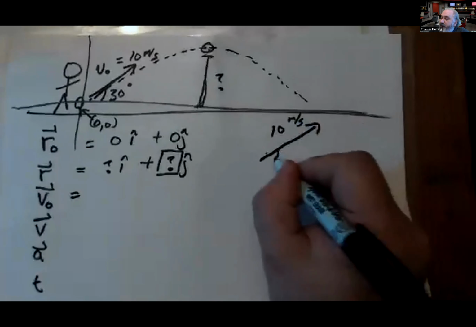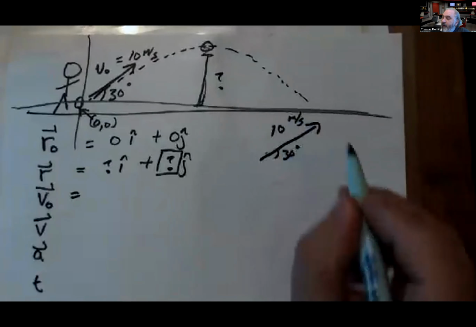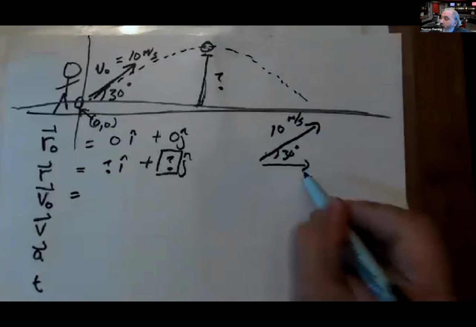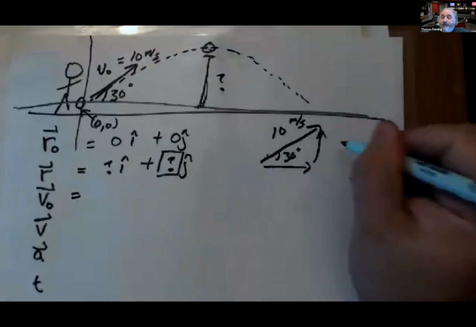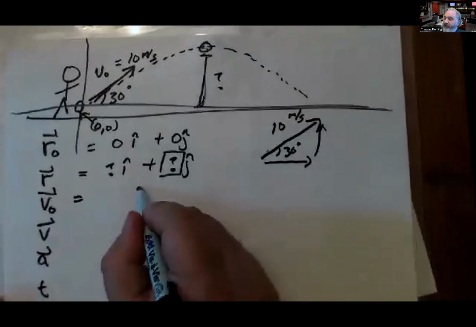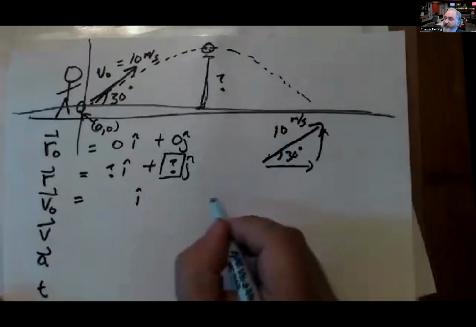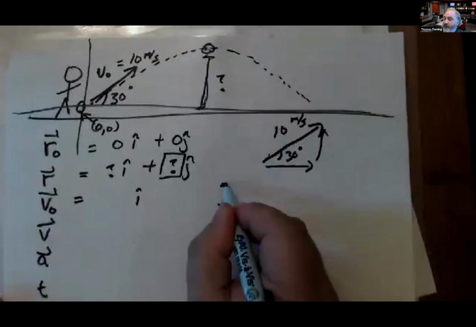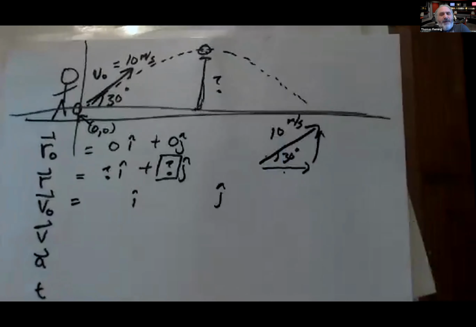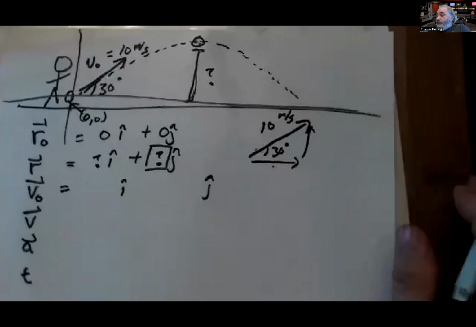Now, this angle right here is 30 degrees, and I can break that vector into x and y components. So v initial is going to be something that's less than 10 i hat, and then something else that's less than 10 j hat. I've got to find those two components. How do I do that? Sines and cosines.